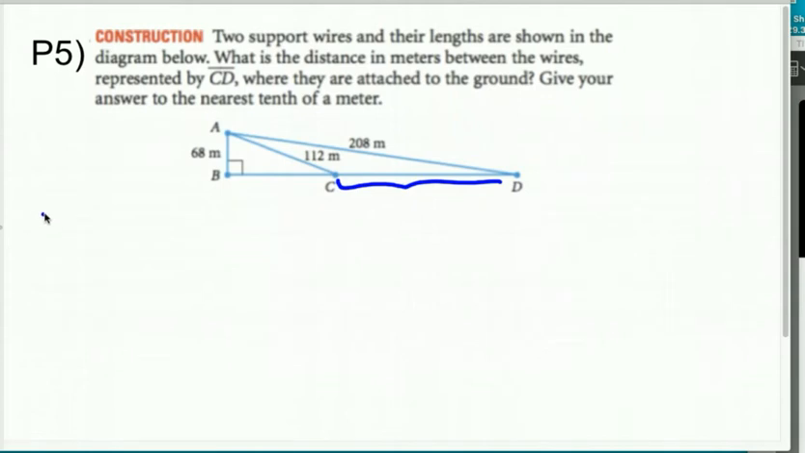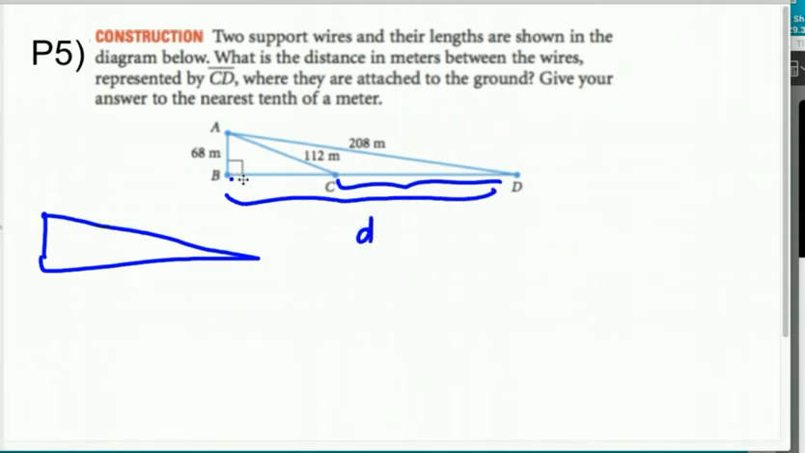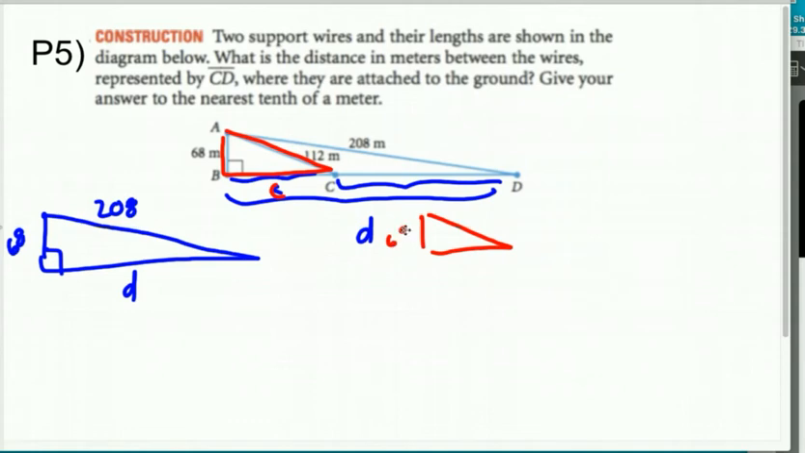So again, you're in a situation where you have two triangles. You have the really long triangle, so I'm just going to call this entire length D, and I'm going to call this little length lowercase c. You don't have to, you could call them X or Y or whatever, but I'm going to use little d, and this is a 68, and this is a 208. That's that big right triangle. And then this little triangle is a 68, and a 112 and C.